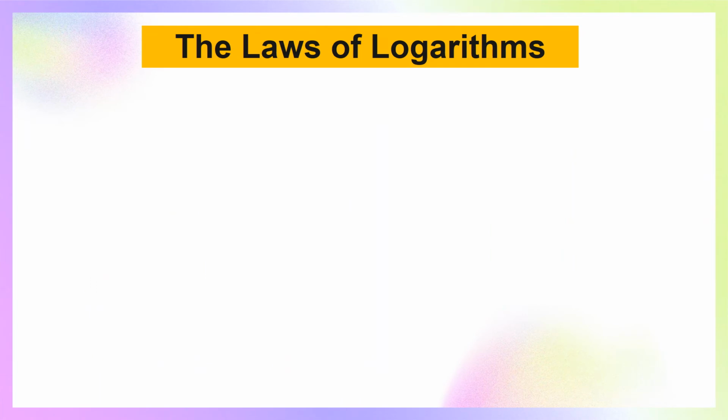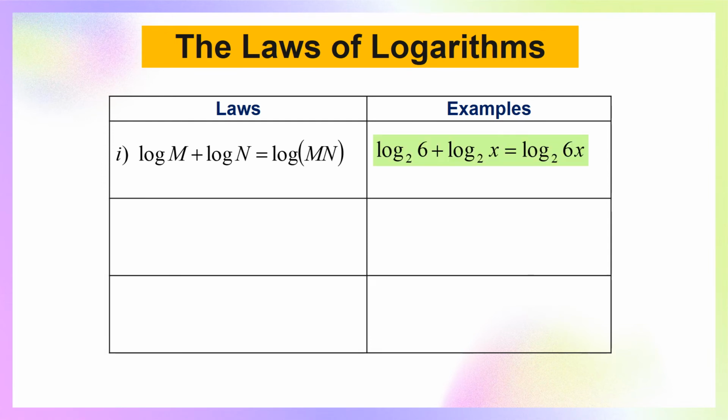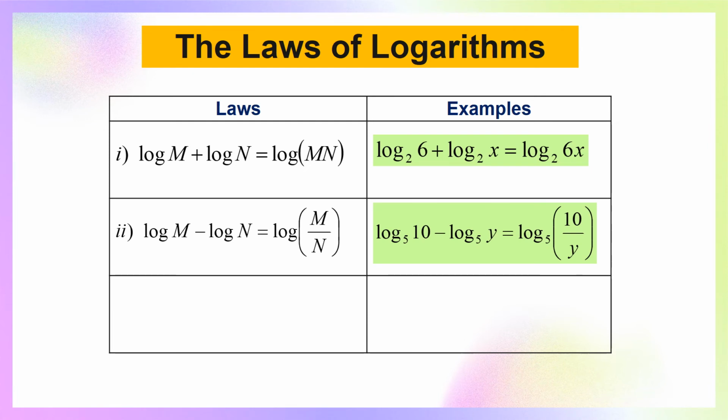The laws of logarithm. We have three laws. The first one is log m plus log n is equal to log m multiplied by n. For example, log 6 to the base of 2 plus log x to the base of 2 is equal to log 6x to the base of 2. The second one, log m minus log n is equal to log m over n. For example, log 10 to the base of 5 minus log y to the base of 5 is equal to log 10 over y to the base of 5.